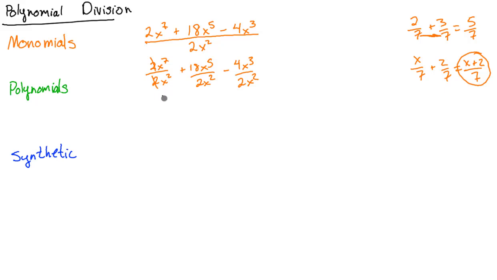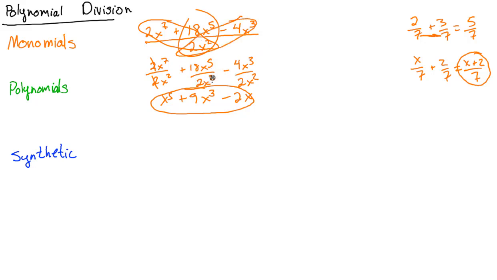The 2's cancel and you're left with x to the 5th. 18 divided by 2, you get a 9. x to the, subtract exponents, cubed, minus 4 divided by 2 is 2, and there's an x left over. And you're done. That is division of monomials. You just break it up into these individual things. And you might end up with a fraction when you try simplifying it, but then you'll just get exponents on the end. All right, let's go on to regular polynomials.